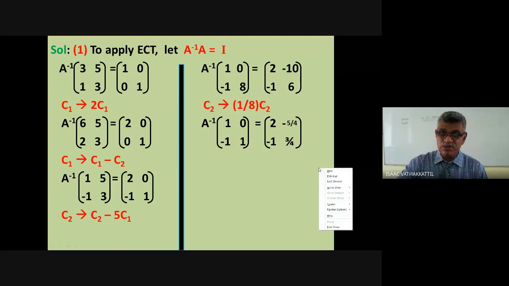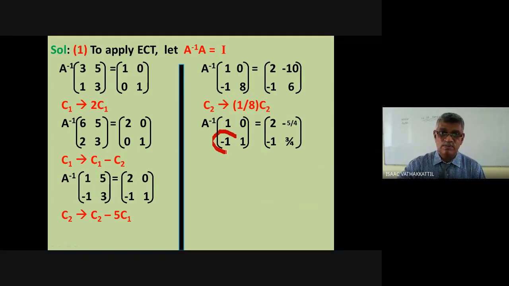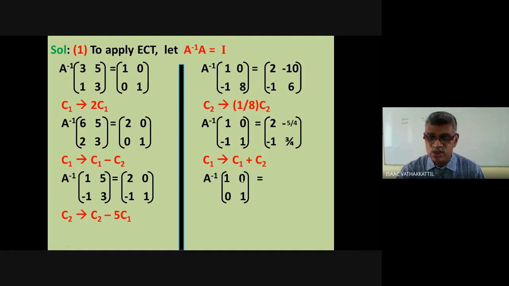Now my job is to reduce this to 0. Simply, C1 changes to C1 plus C2. Do that on the right side. On the left side, when C1 changes to C1 plus C2, I get A inverse into 1, 0, 0, 1. The right side becomes 2 plus minus 5 by 4, that is 2 minus 5 by 4.